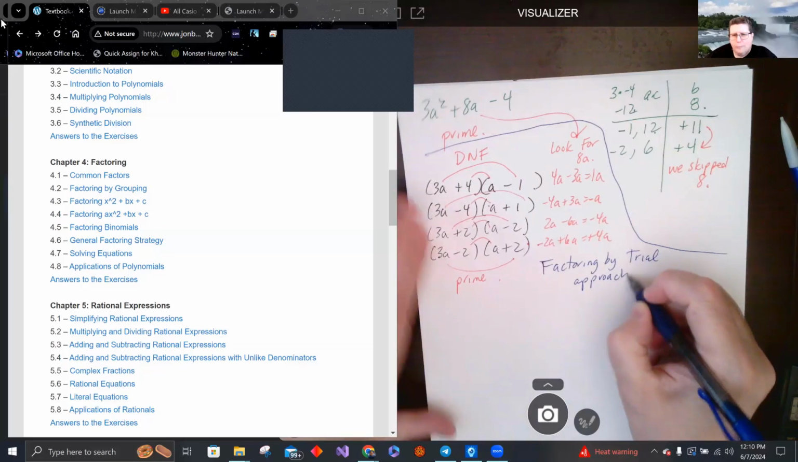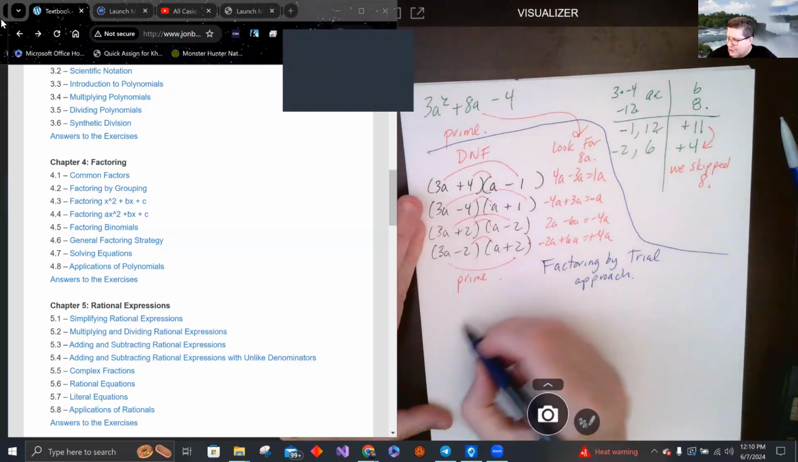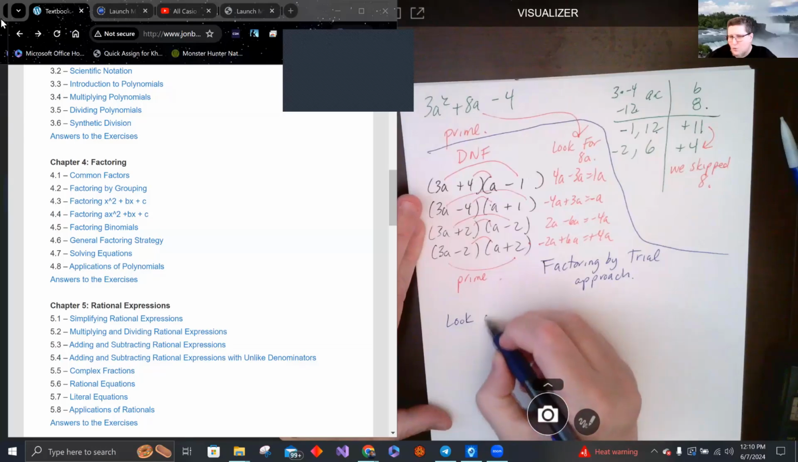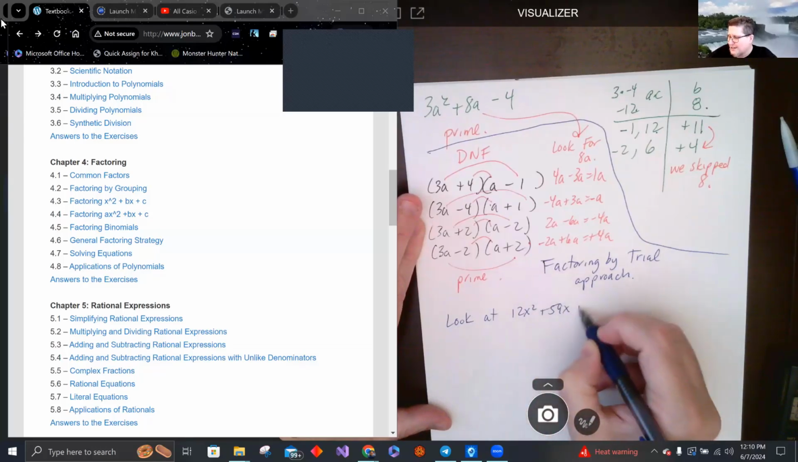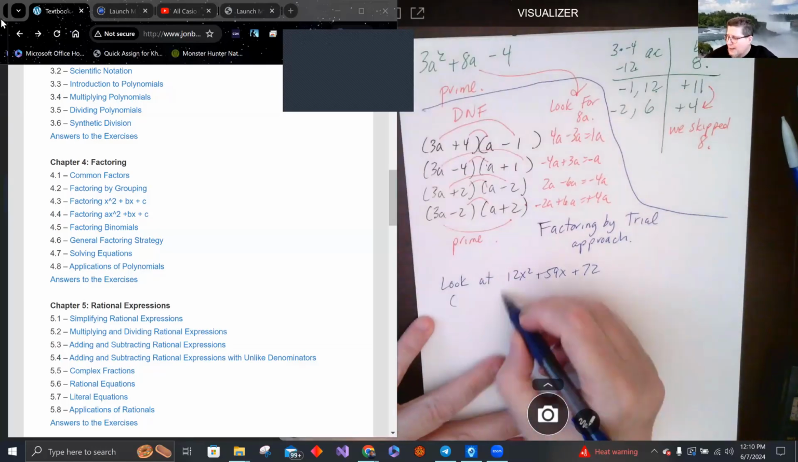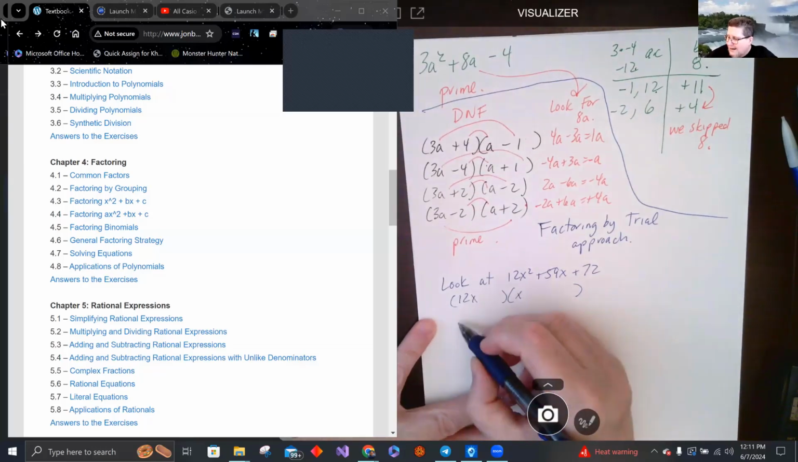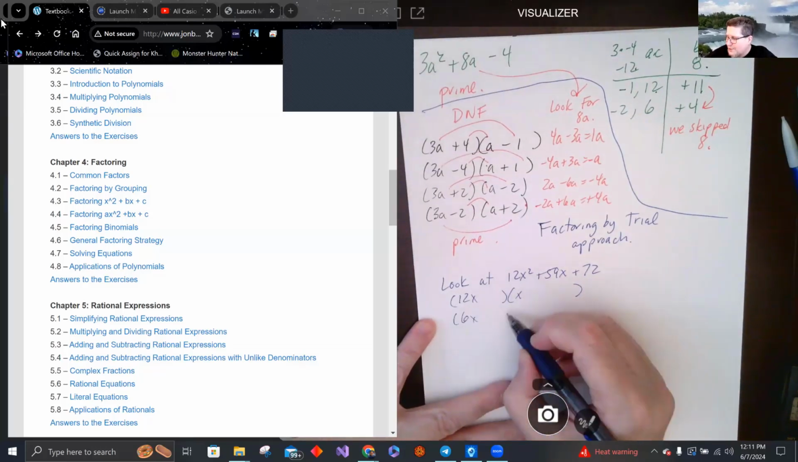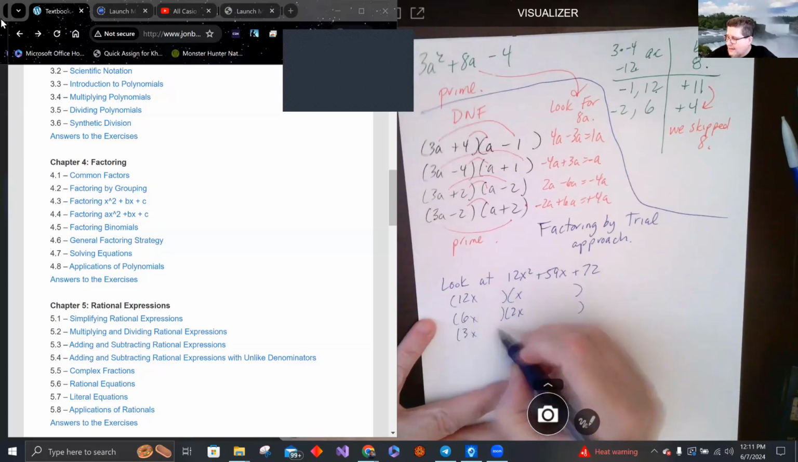Now, checking 4 pairs wasn't that bad, right? Checking 4 pairs wasn't that bad. Let's look at 12x squared plus 59x plus 72. Well, the first pair could be 12x and x. It could be 6x and 2x. It could be 3x and 4x.